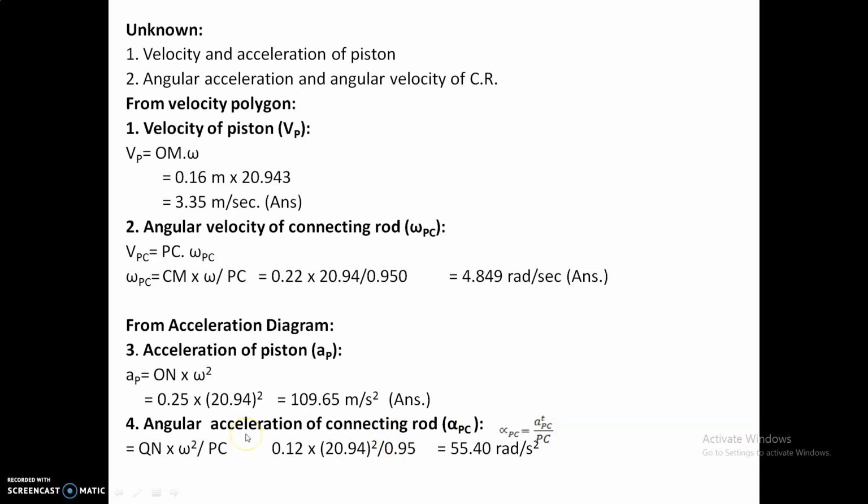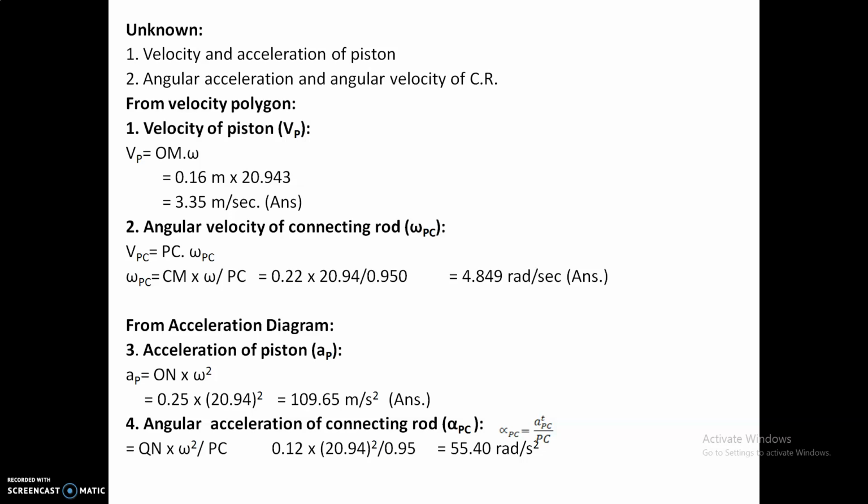We have some formulae summarized, given by Klein's. Velocity of slider Vp is equal to OM multiplied by omega. So what is OM? It is the length OM, that is a perpendicular line. So you measure this OM, you multiply by scale, then you multiply by omega. The answer comes to 3.35 meter per second.